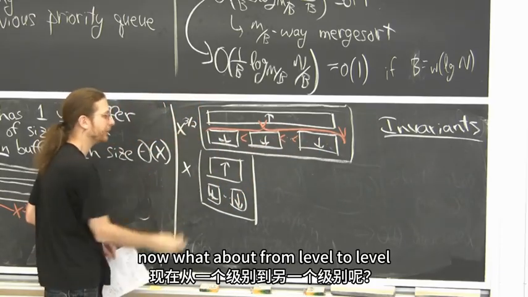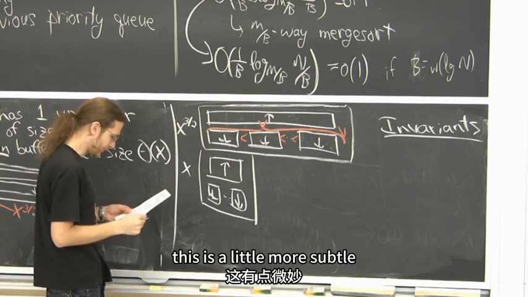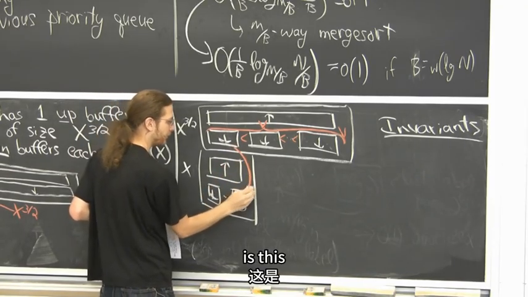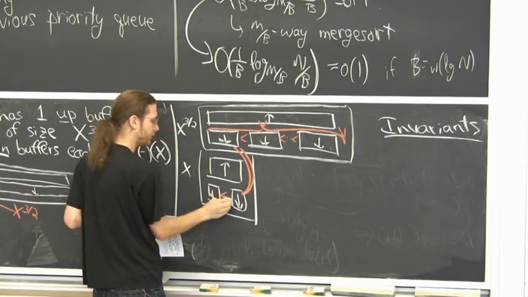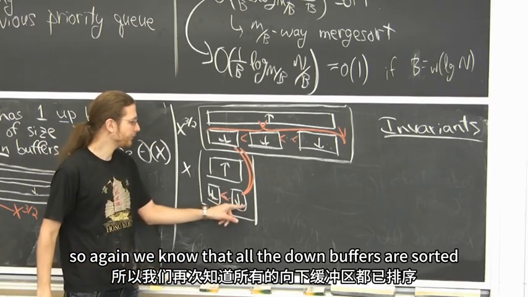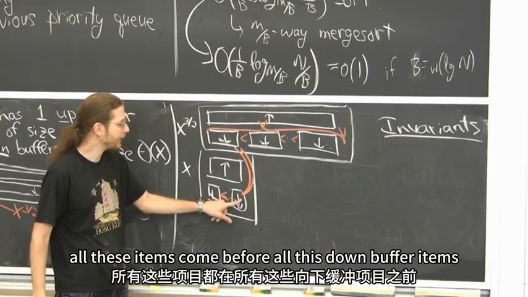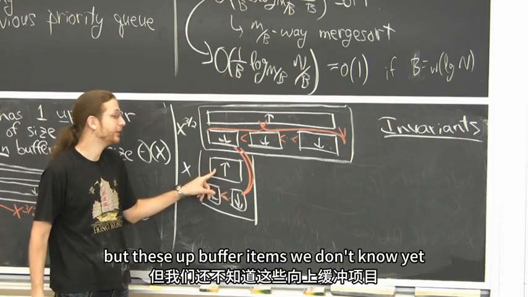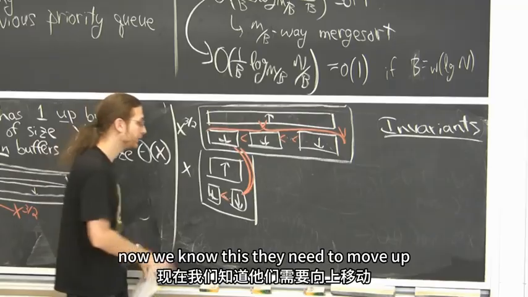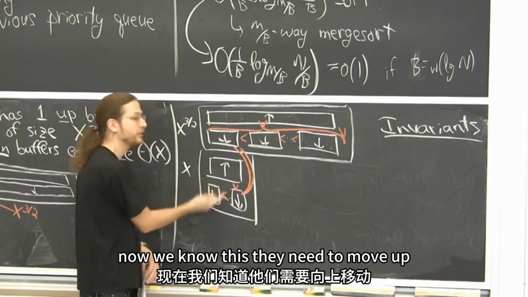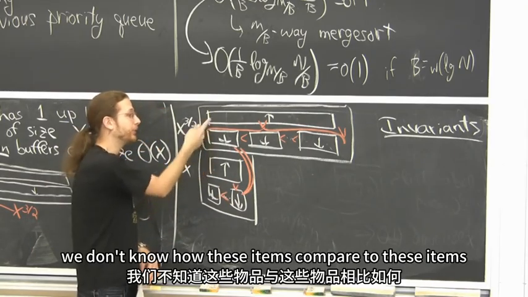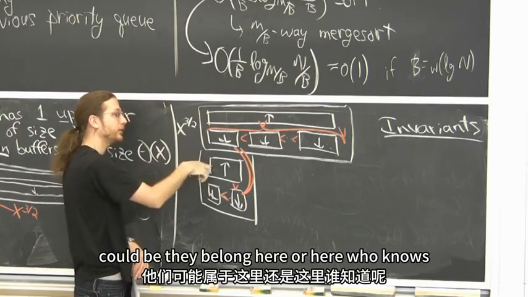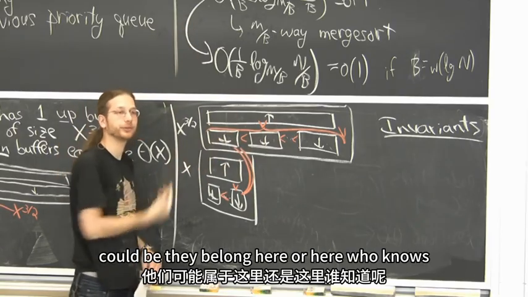Now, what about from level to level? This is a little more subtle. What we know is this. Again, we know that all the down buffers are sorted, and we know that all the items in this down buffer come before all the items in this down buffer. But these up buffer items, we don't know yet because they're still moving up. They need to move up, but we still don't know how far up. We don't know how these items compare to these items, or these items could have to go higher. Could be they belong here or here, who knows.